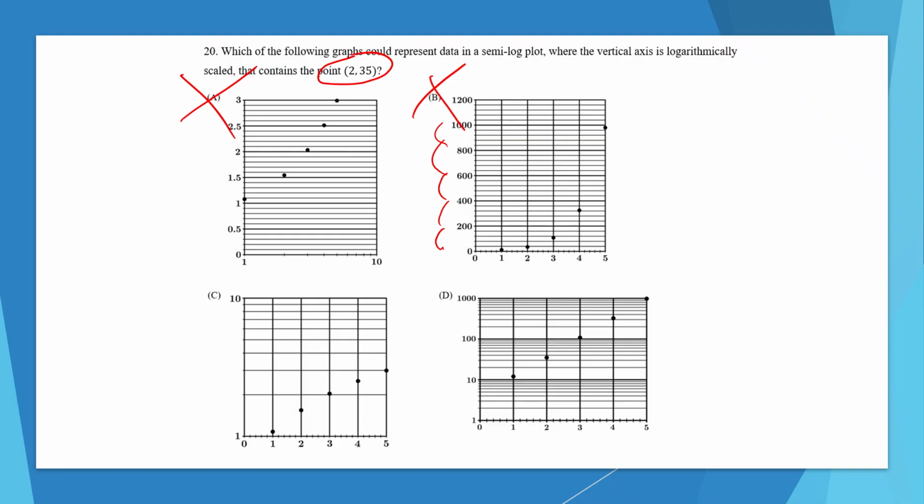Now taking a look at C and D, we need the point 2, 35. Here, this is 1, that's 2. This might be 2, 1 point something, and so it's not C. It has to be D, which if you take a look right here, that does match, right? 10, 20, 30, 40. So 35 should be somewhere in between. So D is our correct answer for number 20.